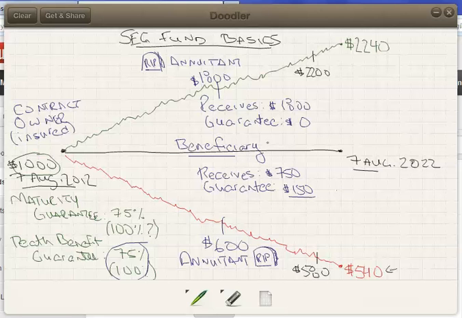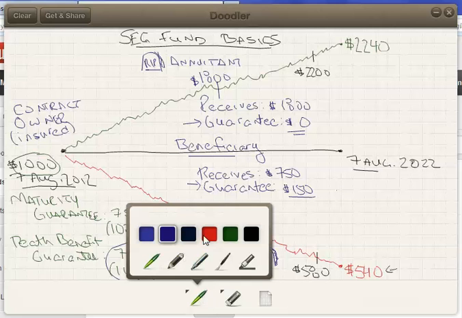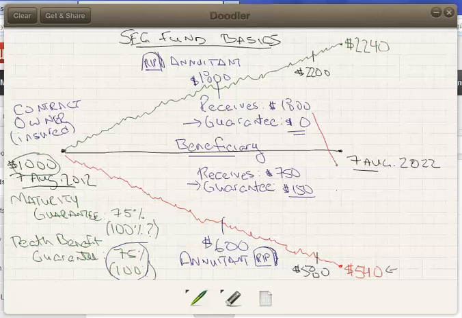In this sense, we can see that the guarantee, whether we're talking about maturity guarantee or death benefit guarantee, works like insurance. When is insurance useful? Insurance is useful when you've suffered a loss. This person has suffered no financial loss, and therefore we don't need insurance. The guarantee is meaningless. Here we have suffered a loss, but that loss is being made up with this $150 guarantee.